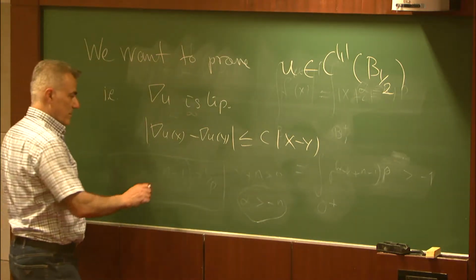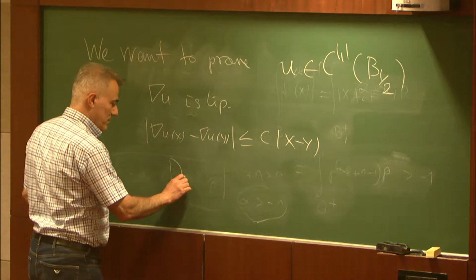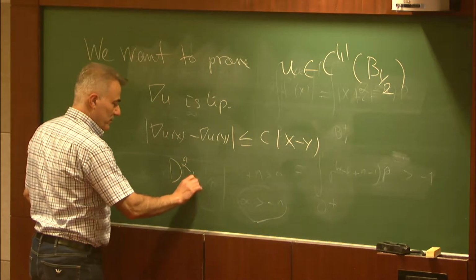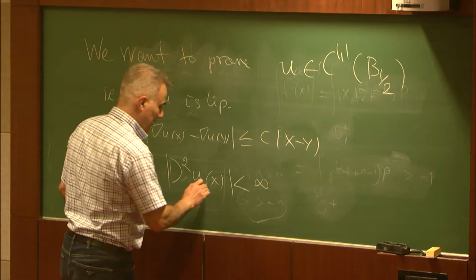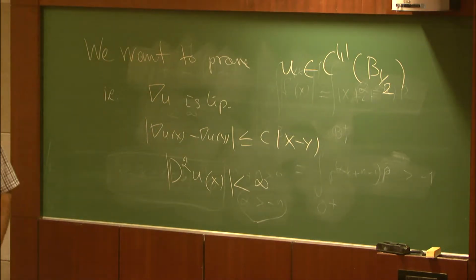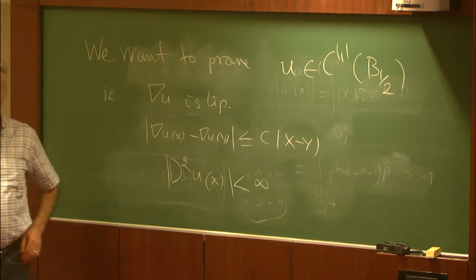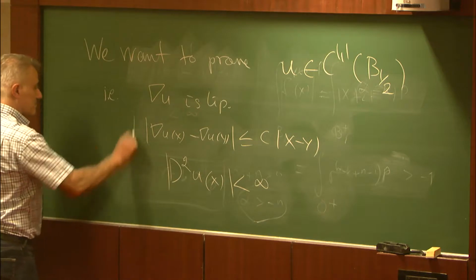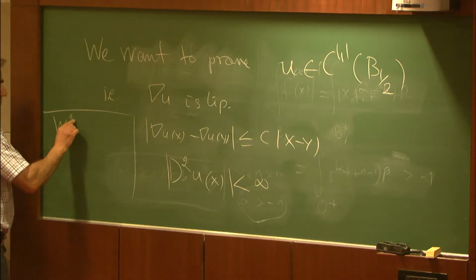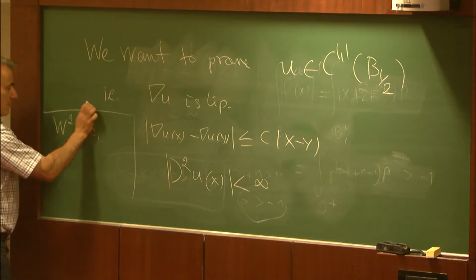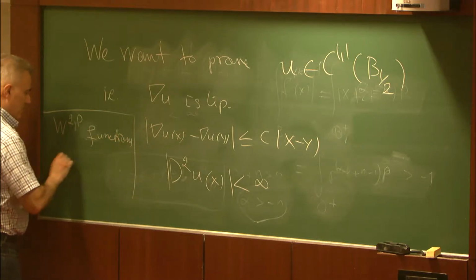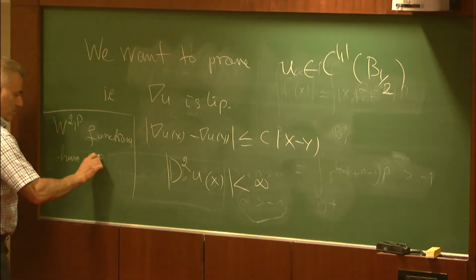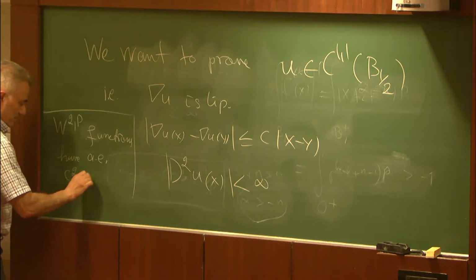So somehow, I want to say that the second derivatives of the function u at any point x are bounded, whenever they exist, which is almost everywhere. The function is already, we know, a W^{2,p} function, so this exists almost everywhere. But that's another question. W^{2,p} functions have an almost everywhere C^2 property.